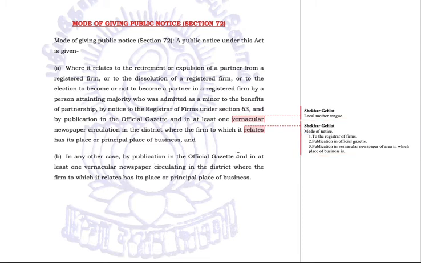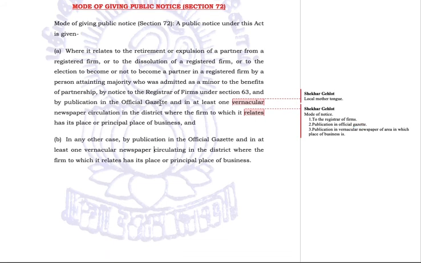Then in that case you will get it published in the official gazette and in a vernacular newspaper which is circulating in the district where the firm to which it relates has its place or principal place of business. Then only your communication to the public about your retirement or other events about your firm would be complete, and you can evade liability successfully. Otherwise liability would keep running. With this we finish our Indian Partnership Act.